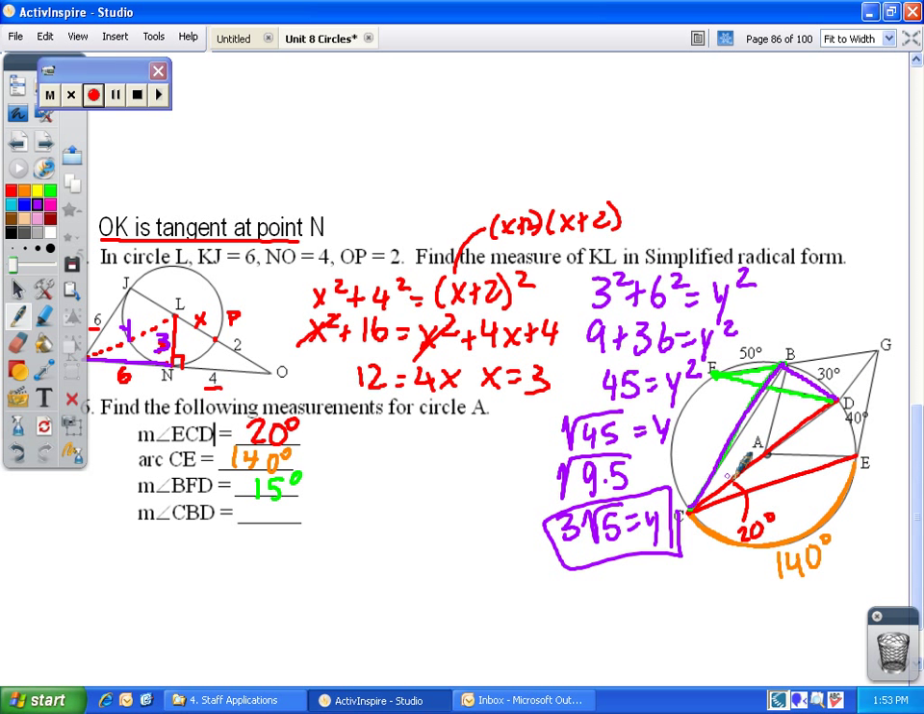Well, once again, since CD is a diameter, it's inscribed inside the circle, and so therefore it is going to be half of this 180 degrees that we came up with for the semicircle, and so therefore it will be 90 degrees. In fact, all angles inscribed in a semicircle are equal to 90 degrees.